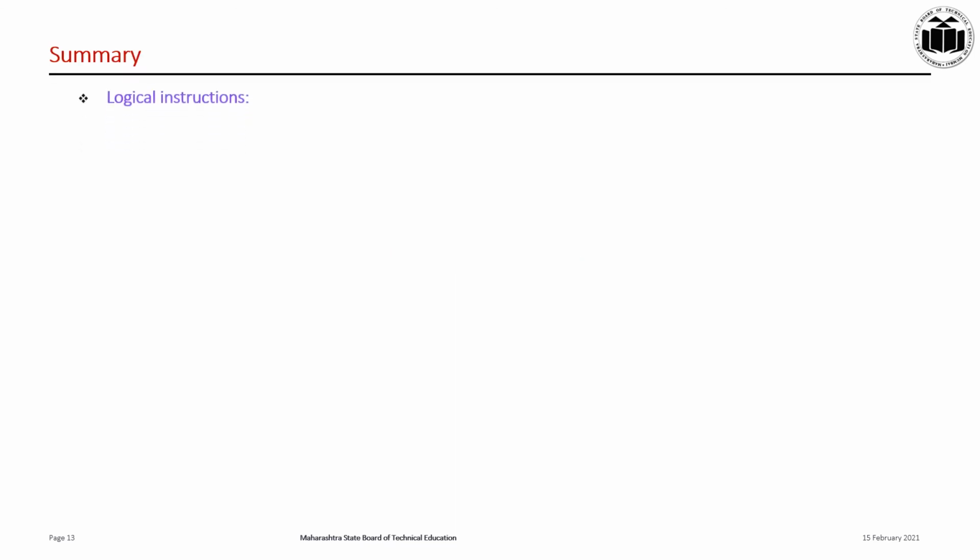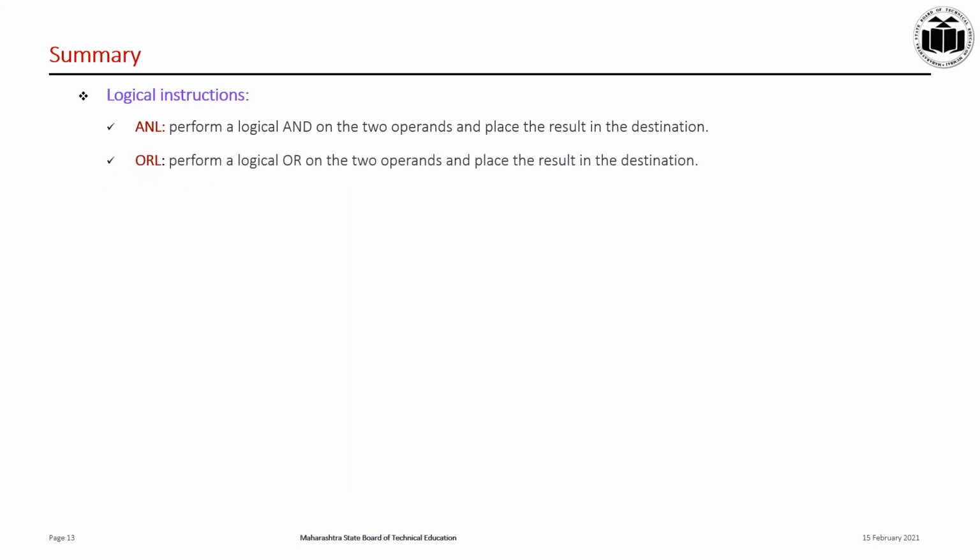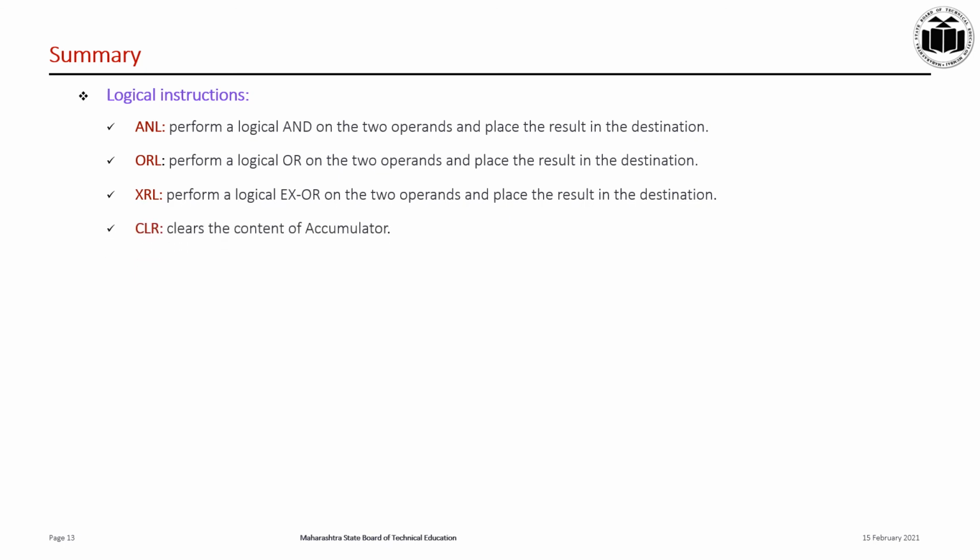Now, let us take a quick recap of the important points. Logical instructions. ANL performs a logical AND on the two operands and places the result in the destination. ORL performs a logical OR operation on two operands and places the result in the destination. XRL performs a logical XOR operation on two operands and places the result in the destination. CLR clears the content of the accumulator. CPL complements the content of the accumulator.